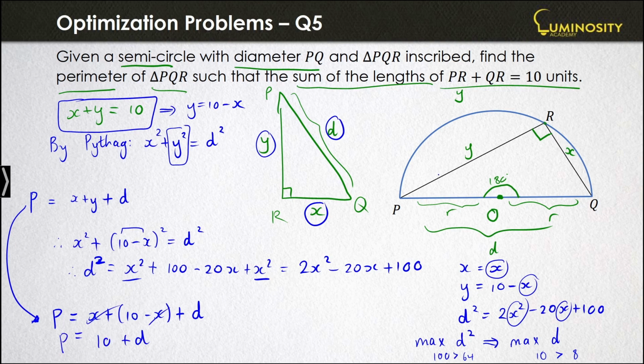All right, and that makes sense. This length plus that length is 10, plus the diameter gives you the perimeter value, 10 plus d. Okay, so we've reduced this problem down to maximizing the value of the diameter, d. But in order to maximize the value of the diameter, I'm going to maximize d squared first. And whatever that value is, I'm going to take the square root, and that'll give you the maximum value of d.